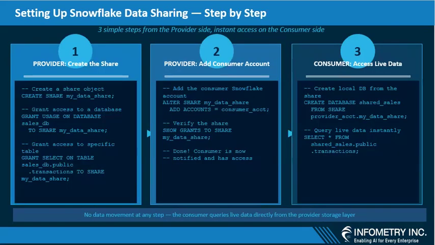The next is how to set up the data share. There are just three simple steps. First, the provider creates a share and grants access to the relevant databases or tables. Second, the provider adds the consumer account. Once this is done, access is available immediately. Third, the consumer creates a database from the share and starts querying.